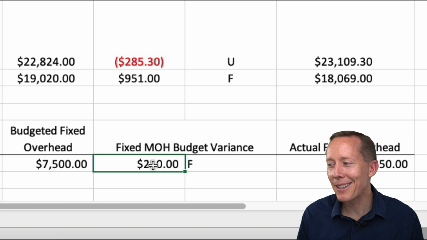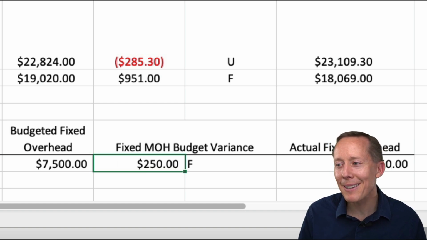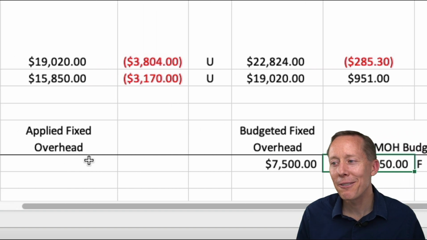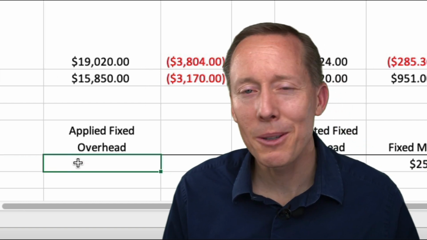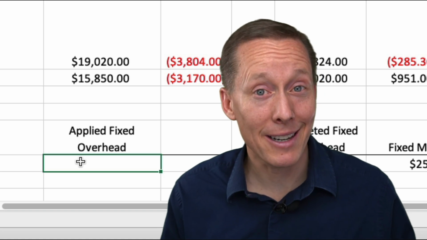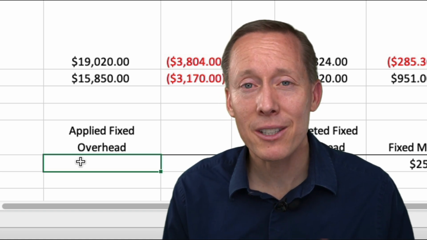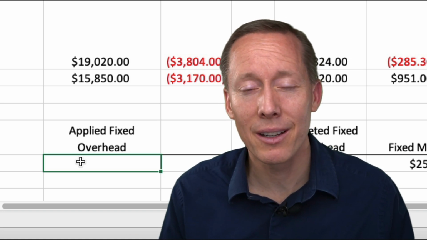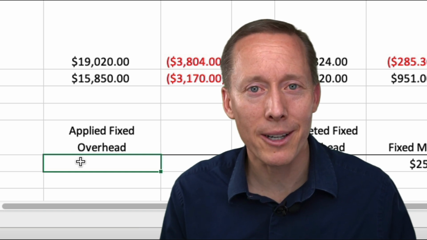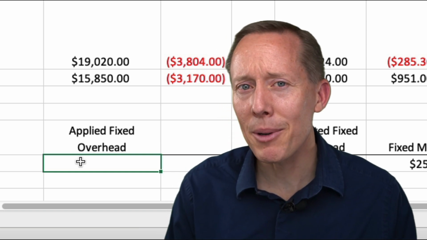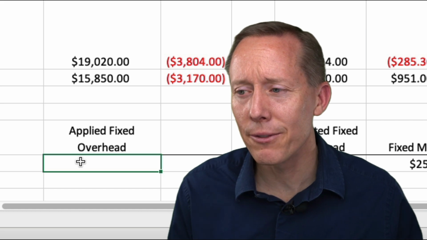So that simplicity is offset a little bit by the slightly more complex fixed overhead volume variance. To calculate the fixed overhead volume variance, we need to recognize, first of all, that this fixed overhead has been allocated to our inventory, which are wooden tops here. So let's think about how we allocate the fixed overhead.